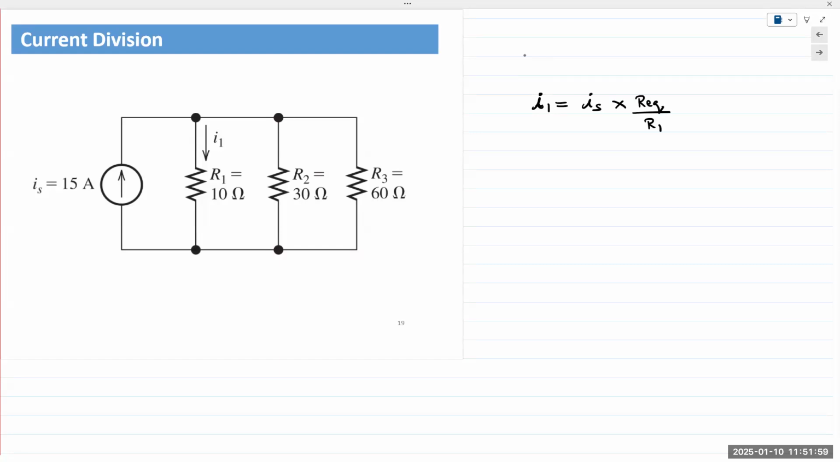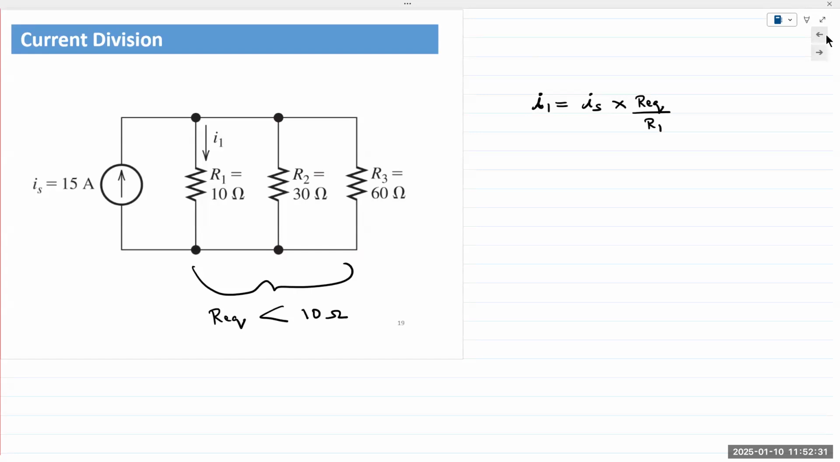One other thing to keep in mind is when you determine Req for parallel resistors, that Req is always smaller than the smallest resistor in that network. Meaning Req for this will always be less than 10. If you get Req more than 10, then there's an error somewhere in your calculation. Okay.